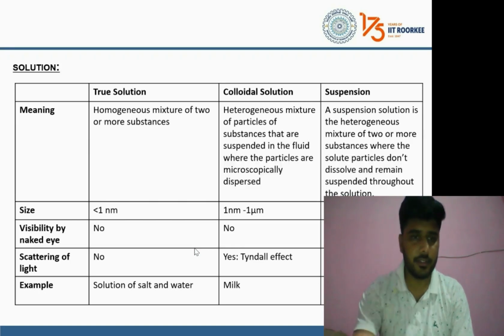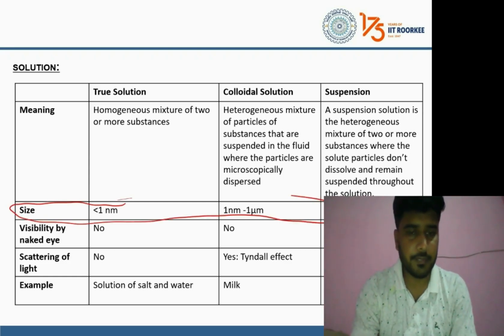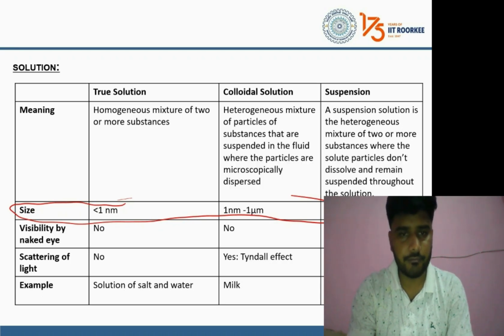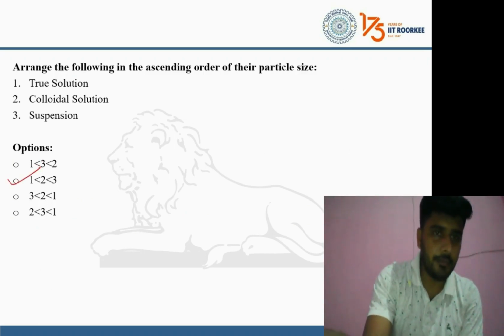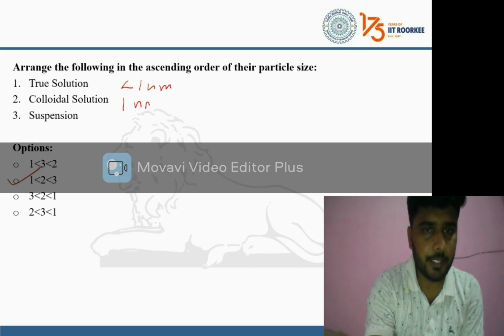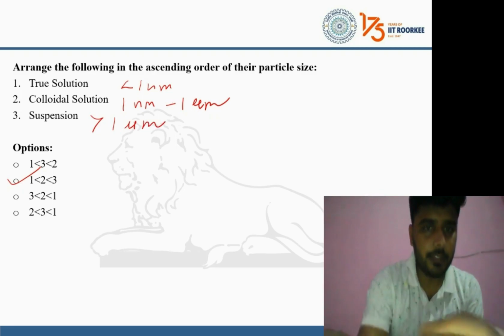You can see here the size. True solutions have a size of less than 1 nanometer, colloidal solutions have a size of 1 nanometer to 1 micron, and suspensions have a size greater than 1 micron. So you just have to arrange on the basis of these values. The right option will be the second one, because the true solution has a particle size less than 1 nanometer, the colloidal solution has a particle size in the range of 1 nanometer to 1 micron, and greater than 1 micron are called suspensions.